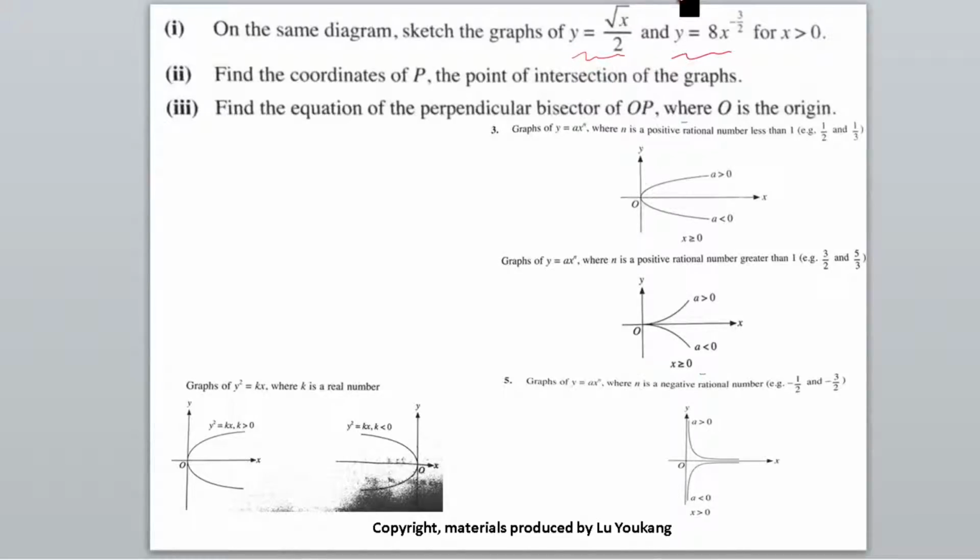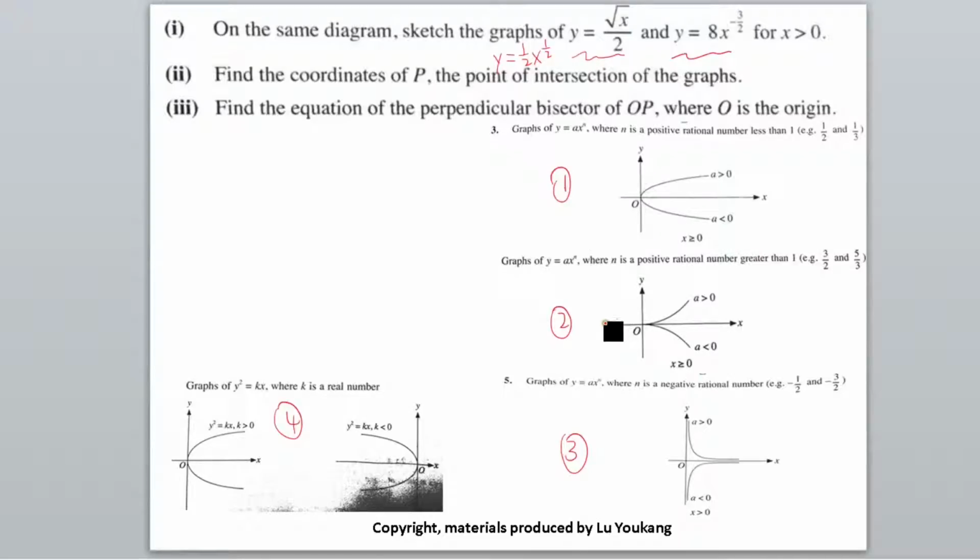We are asked to sketch the graphs of y equals square root x over 2 and y equals 8x to the power minus 3 over 2. Over here, you see 4 types of graphs. To sketch the graph, you must first know the basic graphs. So let me do some manipulation. y equals square root x over 2 is actually y equals half x to the power half.